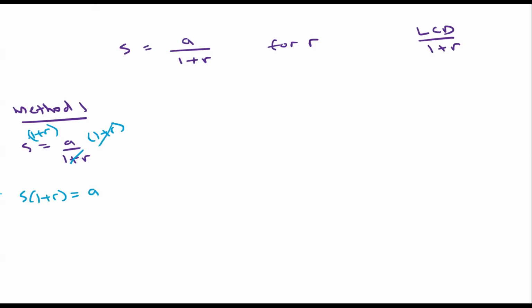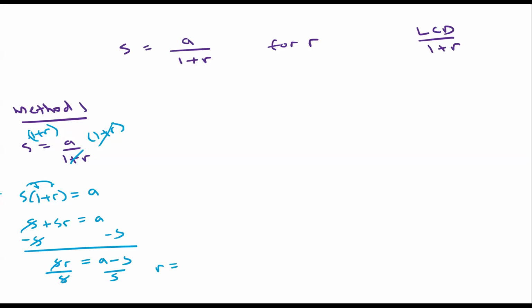Okay, our goal is to solve for r, so we're going to distribute the s here. So we have s plus sr equals a. And then we're going to subtract both sides by s. So then s cancels, giving us sr equals a minus s. And then we're going to divide by s. Okay, so then we get this answer here. r is equal to a minus s over s.